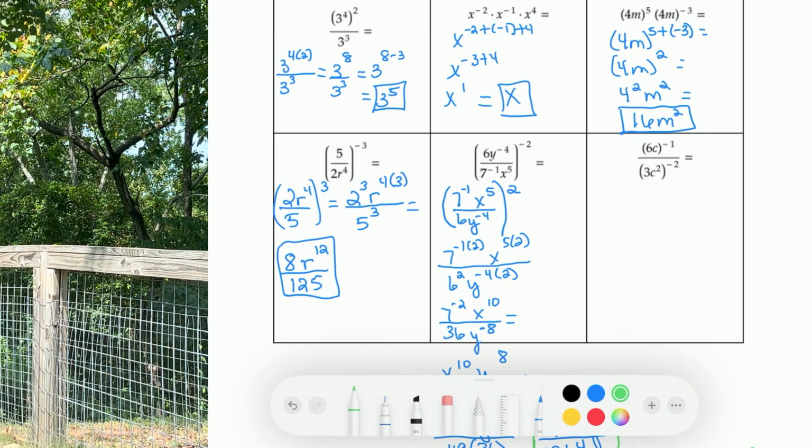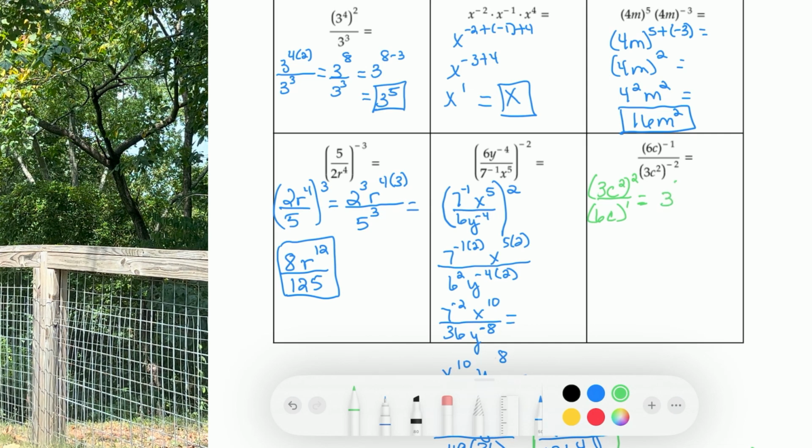All right, last example, we have 6c to the negative 1 over 3c squared, all to the negative 2. I'm going to go ahead and flip. So I'm going to rewrite 6c. Oh, I keep doing that. I keep forgetting that I'm flipping my equation here. I get 3c squared up here to the power of 2. And then in the bottom, I get 6c to the power of 1. My exponents became positive.